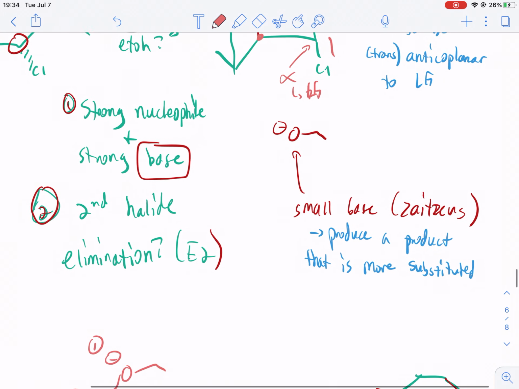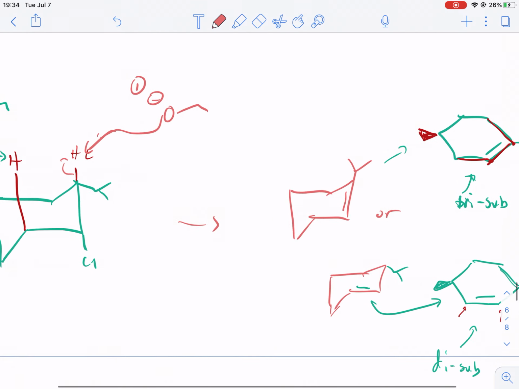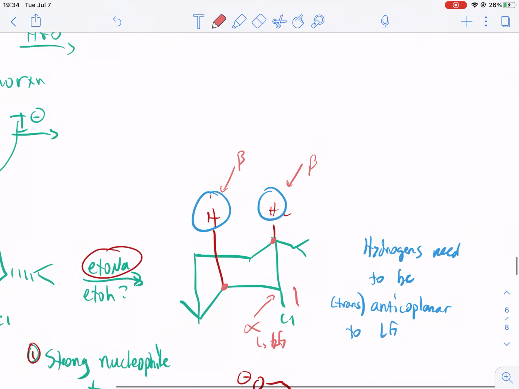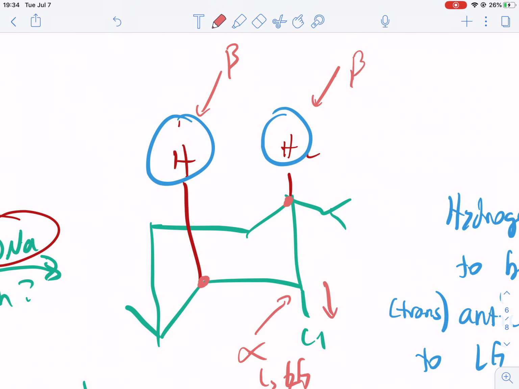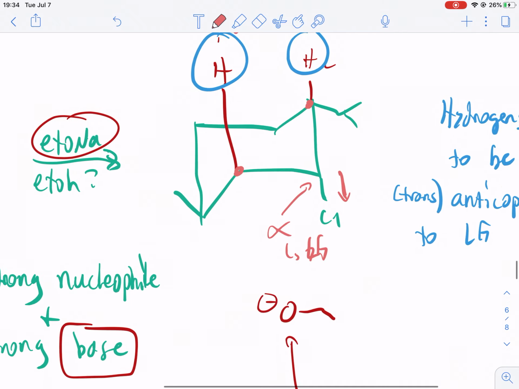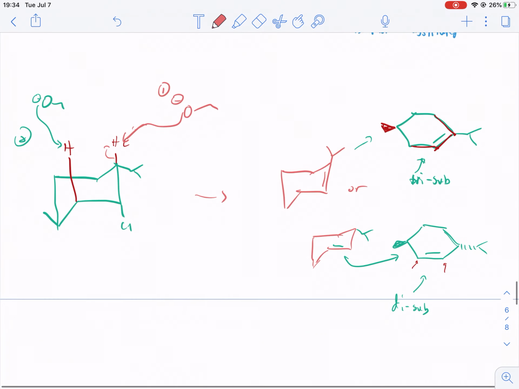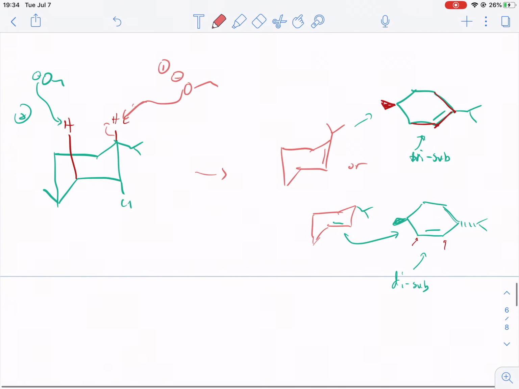Okay? So let's go down here. Oh, and we see that these two hydrogens here are anticoplanar, right? And they're trans, right? This chlorine is going down, this one's going up, this one's going up, right? So it's going to work out. Okay, so we'll have two options, but only one will be major, right? So we're looking for the major product.